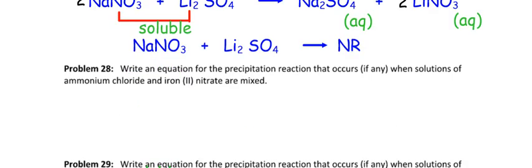Write the equation for the precipitation reaction that occurs, if any, when solutions of ammonium chloride and iron(II) nitrate are mixed. Go ahead and pause this. I would write your reactants and your possible products and then check out your solubilities and just see how you do. So pause this and try this whole problem from start to finish. See you in a little bit.